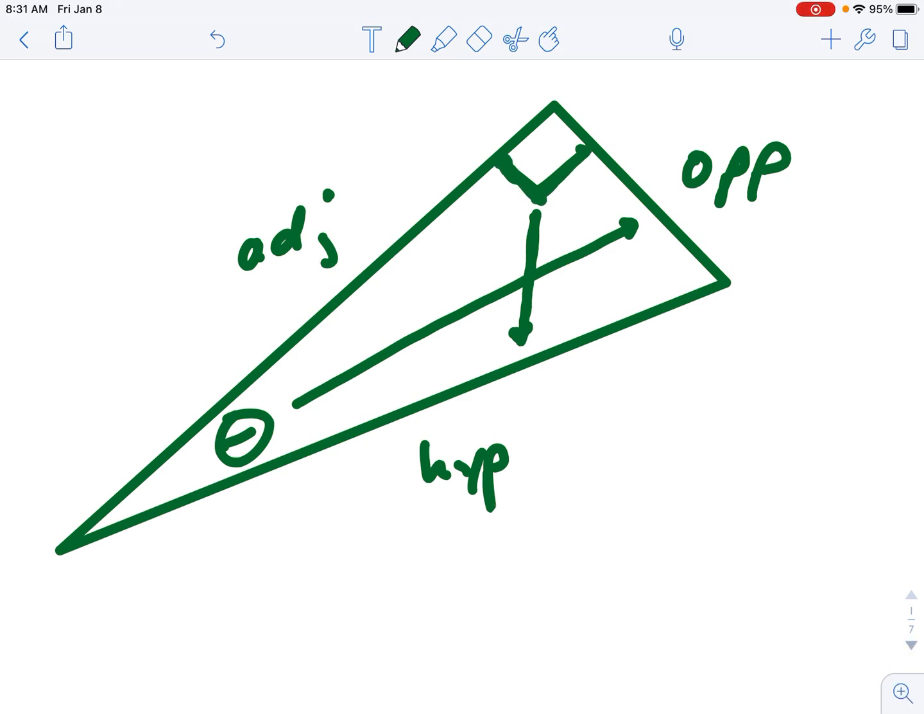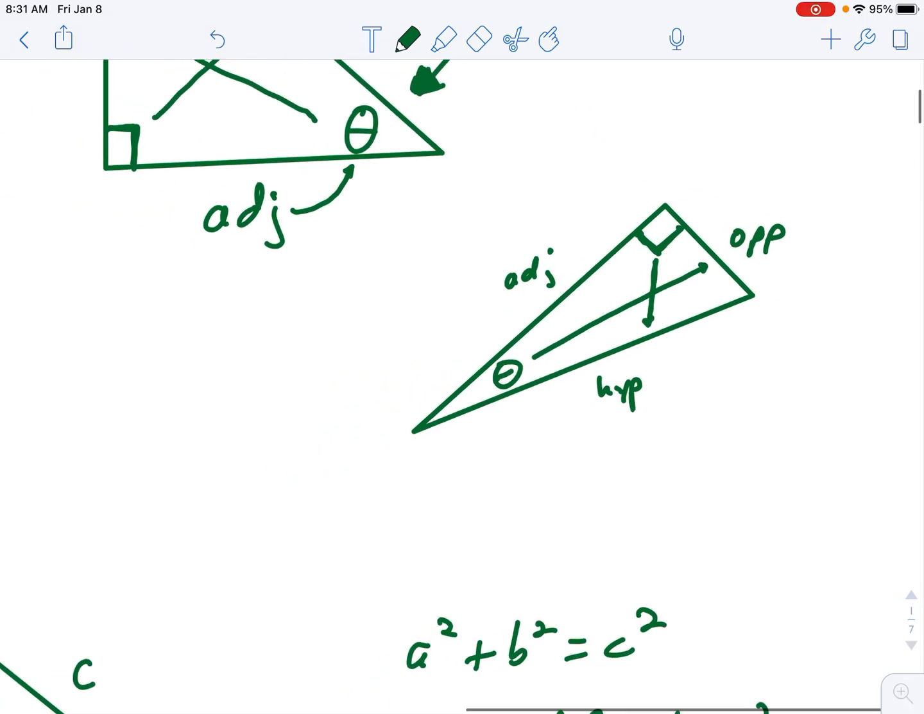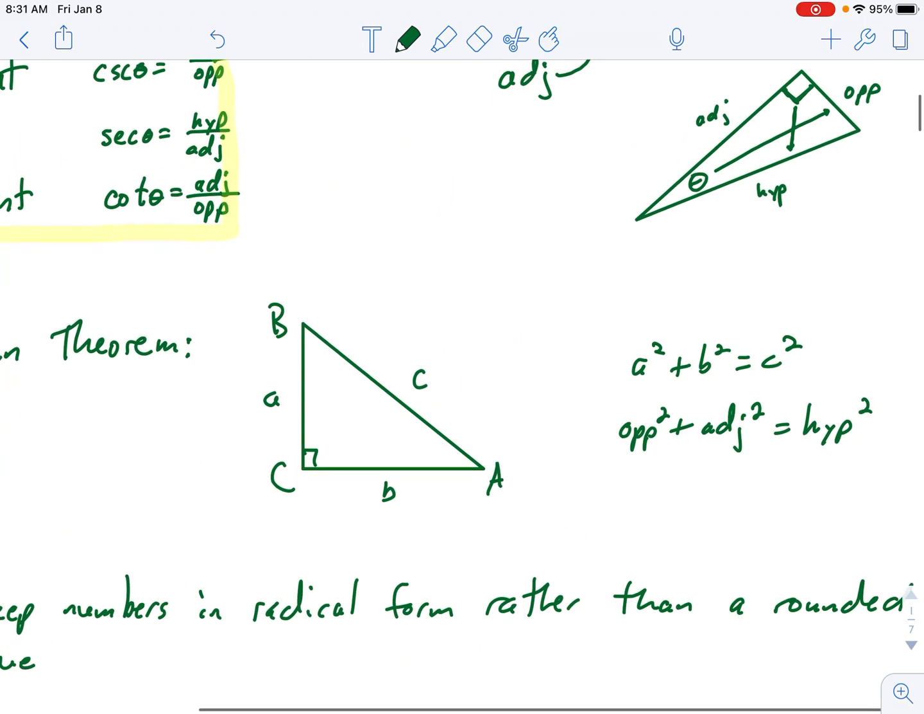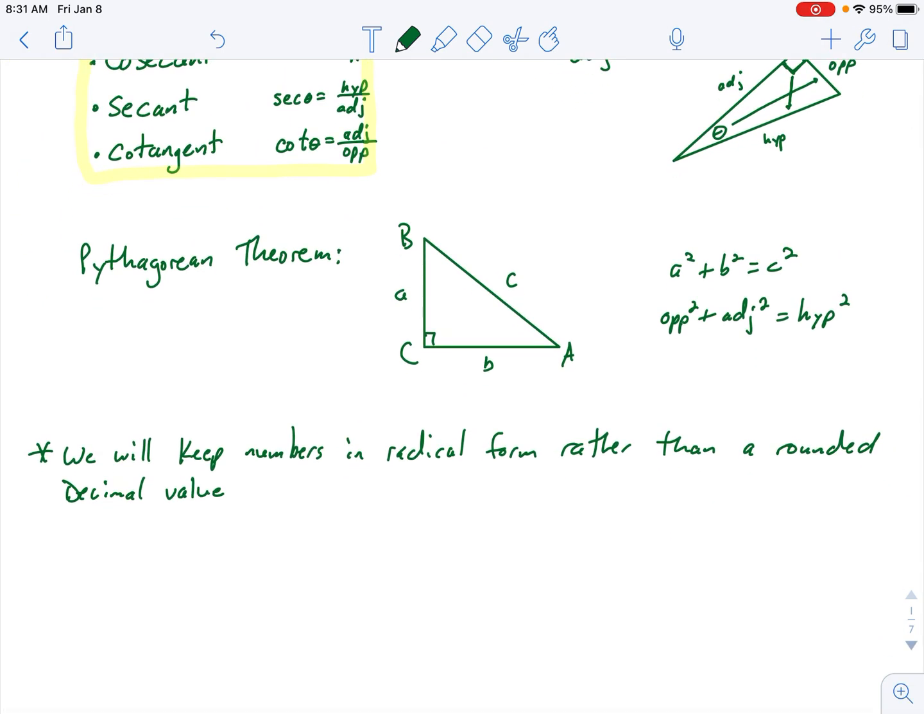So those are just facts you kind of need to get ironed out so that you can at least label your diagrams well. Now, the other diagram you need to be familiar with is your standard geometry diagram for a right triangle, because we do use the Pythagorean theorem a lot.